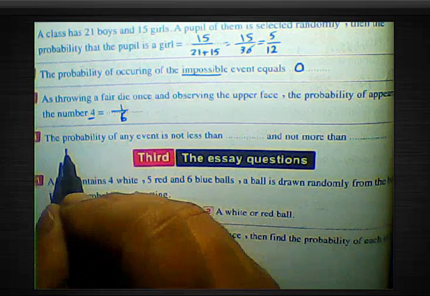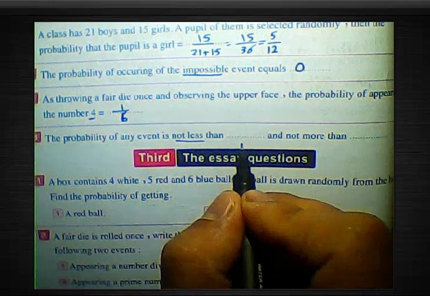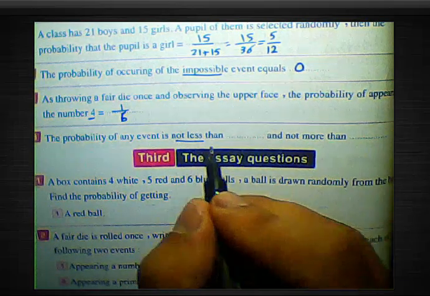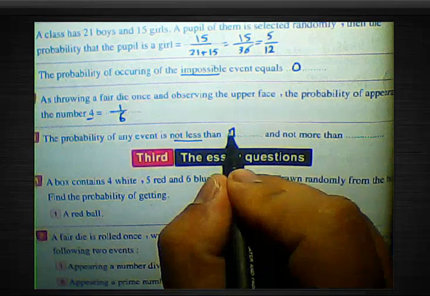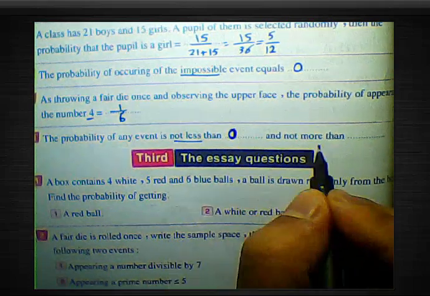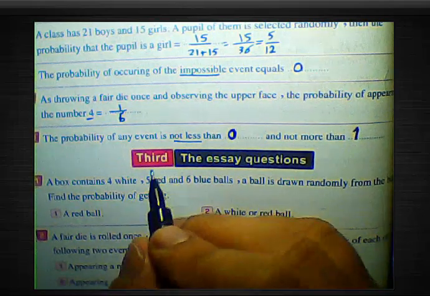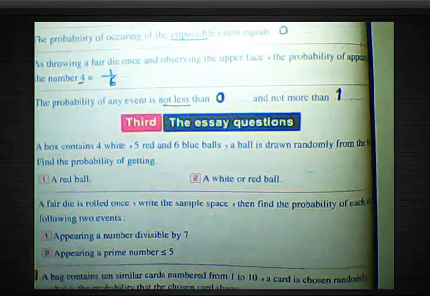The probability of any event is not less than 0 and not more than 1. It lies between 0 and 1. Probability of event. Third, the easy questions.